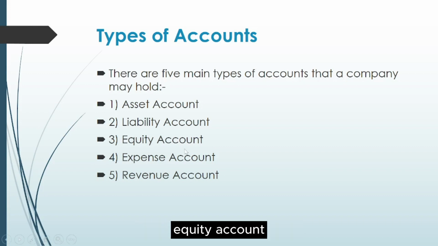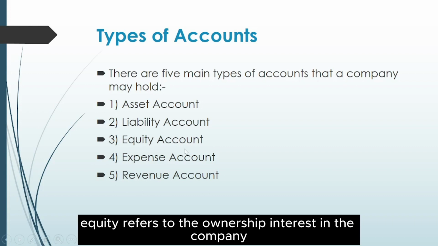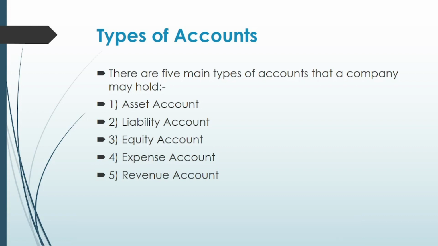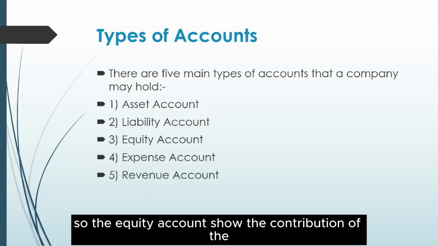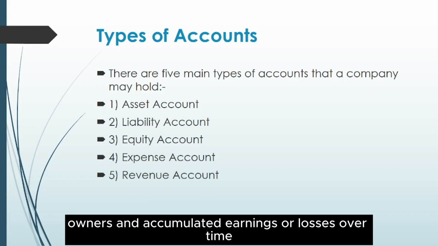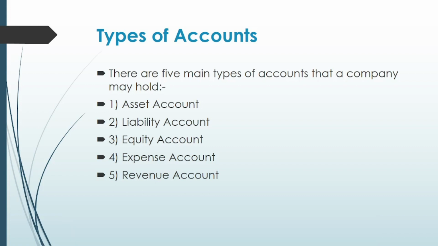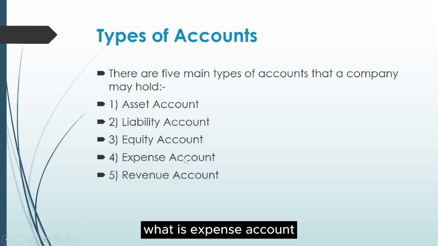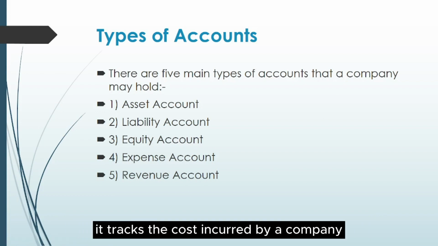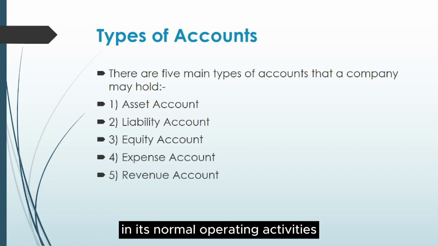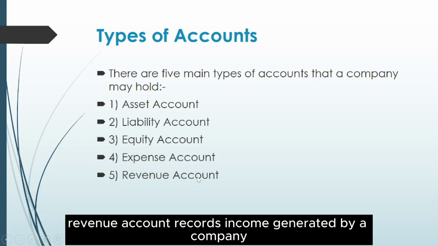Equity account. Equity refers to the ownership interest in a company. So the equity account shows the contribution of the owners and the accumulated earnings or losses over time. What is expense account? As the name suggests, it tracks the cost incurred by a company in its normal operating activities. Now what is revenue account? Revenue account records the income generated by a company.